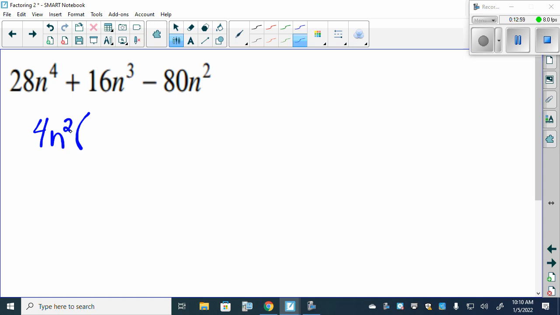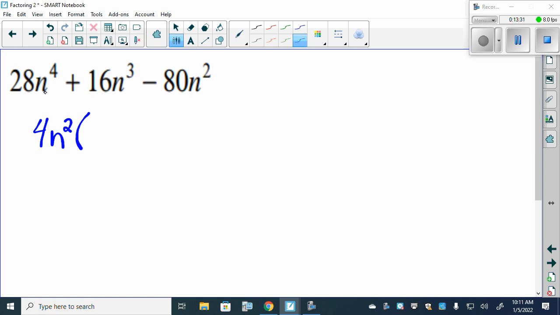Is there at least 2 variables in all 3 terms? Because the first one's n to the fourth, the next one's n cubed, and the last one is n squared. They all have a variable. More specifically, they all have 2. Because the first one, n to the fourth, has 4 of them, the next one has 3, and the last one has 2. So we can remove 2 of those from each. We can not only pull out a number, but we can also pull out a variable if there's one in common.